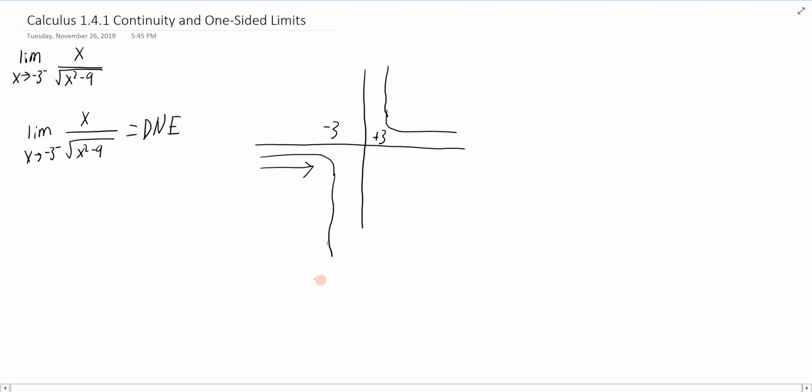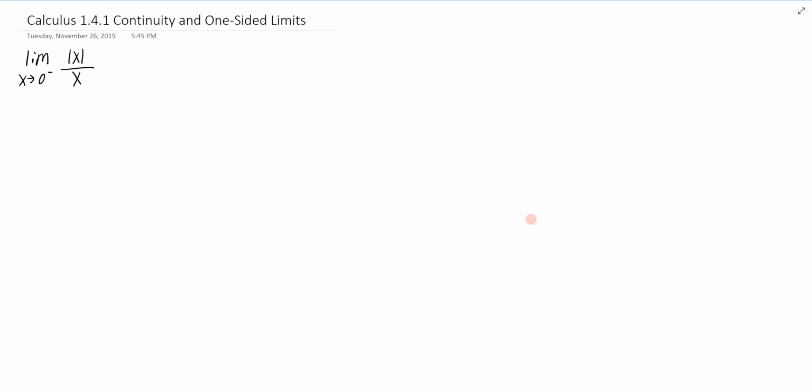Alright, so here we go with our next problem. In this case, we're looking at the limit as x goes to 0 from the left of absolute value of x over x. So in the numerator here, this is an absolute value of x. Alright, so to approach this problem, I want to point something out here with absolute values. And so what I want to make sure that we are aware of is that we can actually rewrite this as x over x if we're looking at x greater than 0.